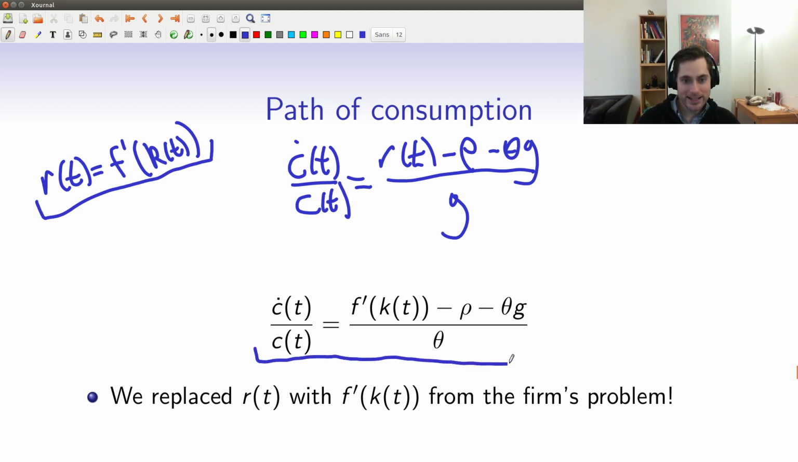And why is this nice for us? Because it's going to relate the stock of physical capital per unit of human capital to consumption growth. And that's going to be one of the things we put on our graph where we're going to try to find a steady state. So in our steady state, little c dot t is going to be constant, and k dot t is also going to be constant. Okay.